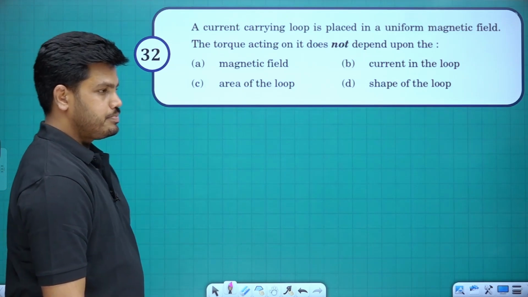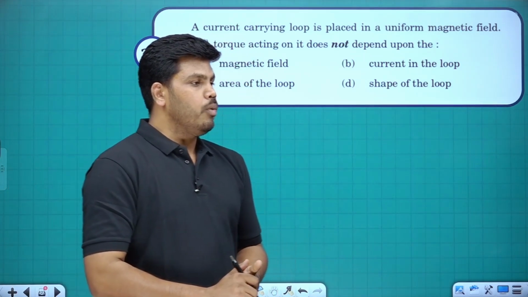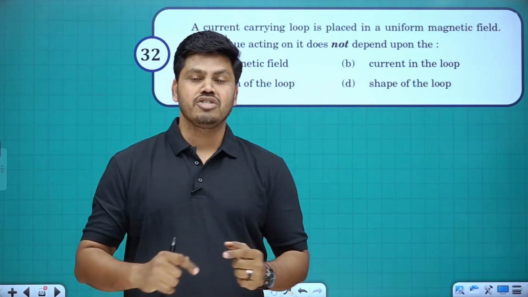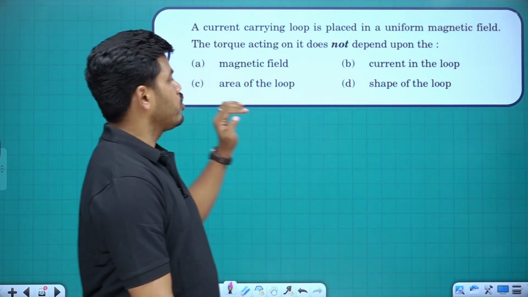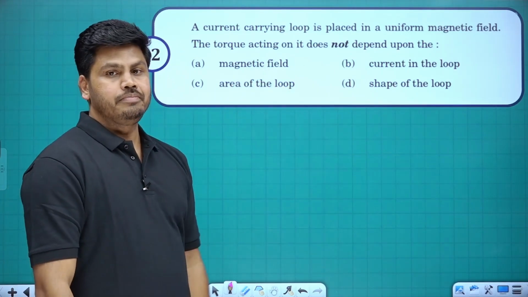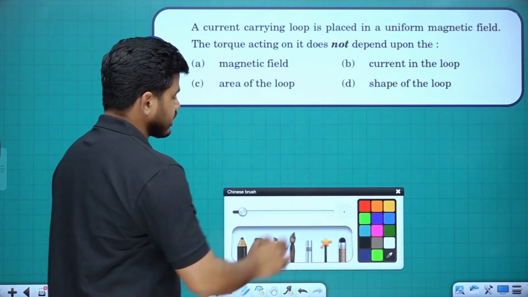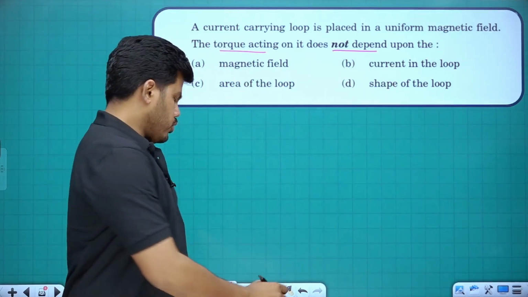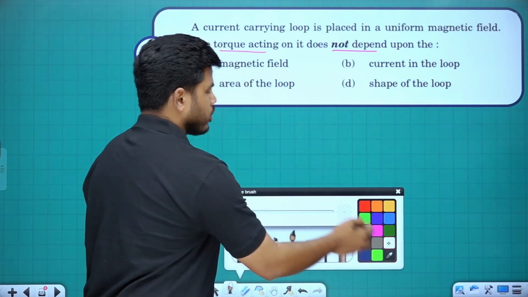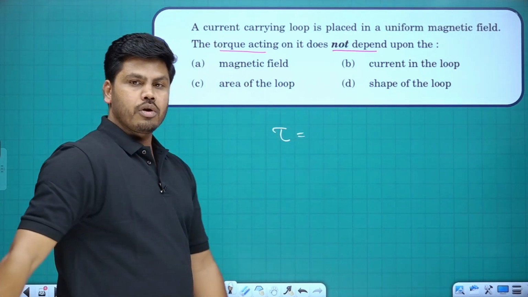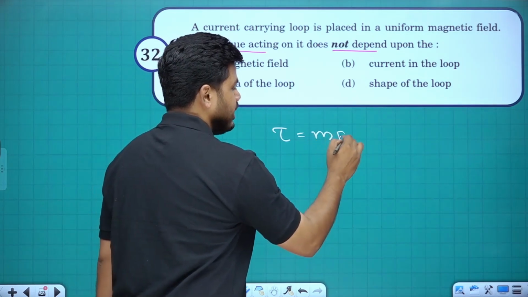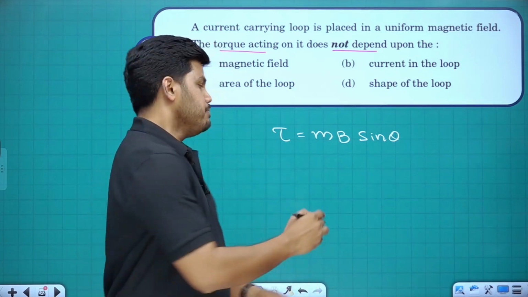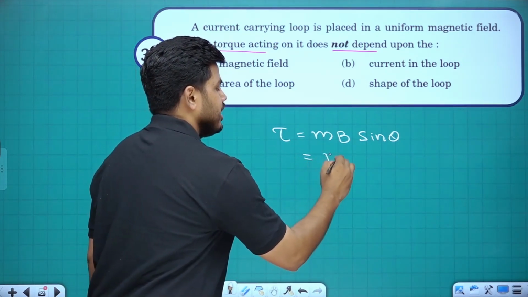Moving on to question number 32. A current carrying loop is placed in a uniform magnetic field. The torque acting on it does not depend on... See, you are given 4 options here. Out of these 4, the torque acting on the loop does not depend on which one? Very simple. If you go through the equation, what was the expression for torque acting on a loop of wire? Torque is equal to MB sine theta, right? Where M is the magnetic dipole moment, which we know is I into A, right?